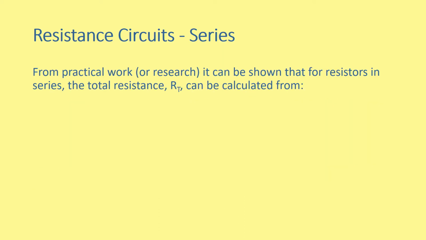So for practical work or research, it can be shown that for resistors in series, the total resistance RT can be calculated from RT is equal to R1 plus R2 plus R3 and so on and so forth. And this relationship is on the relationship sheet.